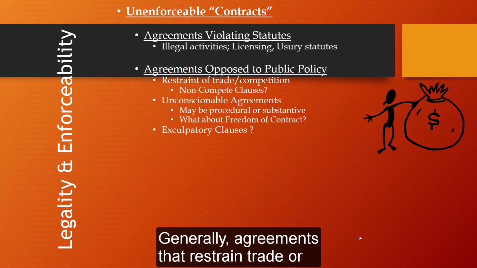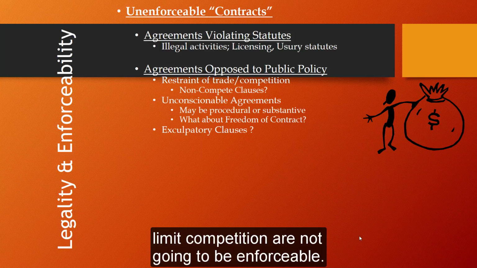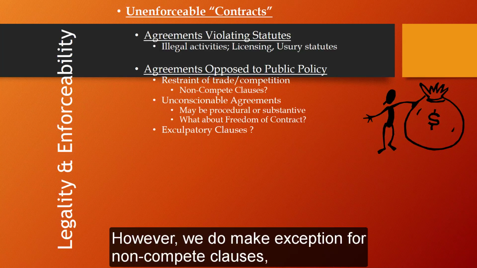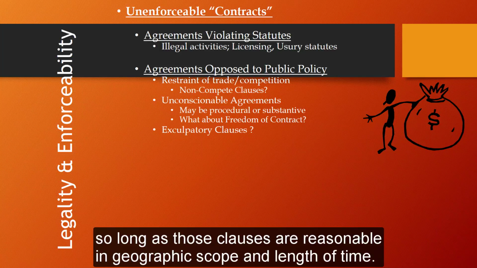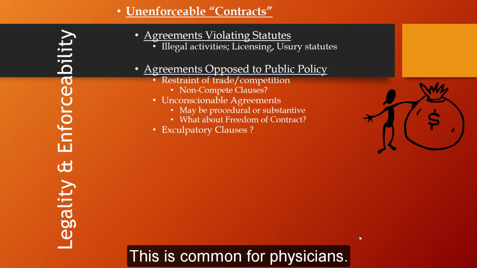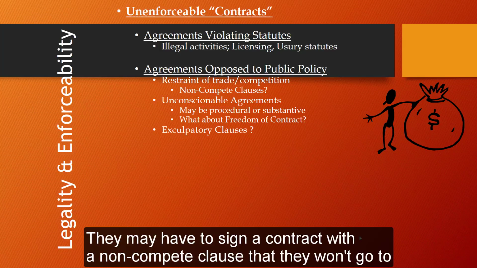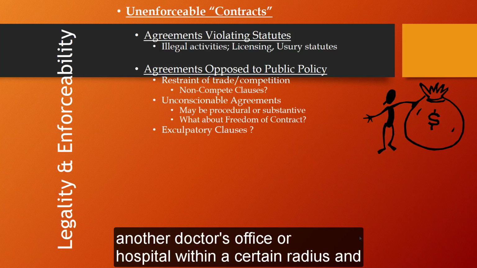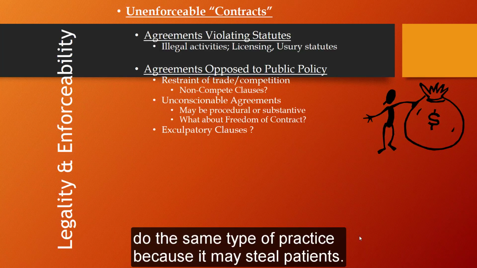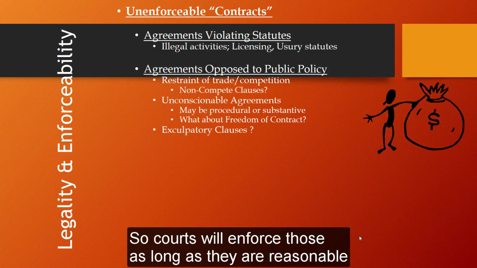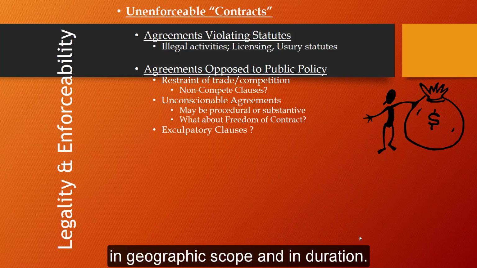Generally, agreements that restrain trade or limit competition are not going to be enforceable. However, we do make an exception for non-compete clauses, so long as those clauses are reasonable in geographic scope and length of time. This is common for physicians. They may have to sign a contract with a non-compete clause that they won't go to another doctor's office or hospital within a certain radius and do the same type of practice because it may steal patients. So courts will enforce those as long as they are reasonable in geographic scope and in duration.